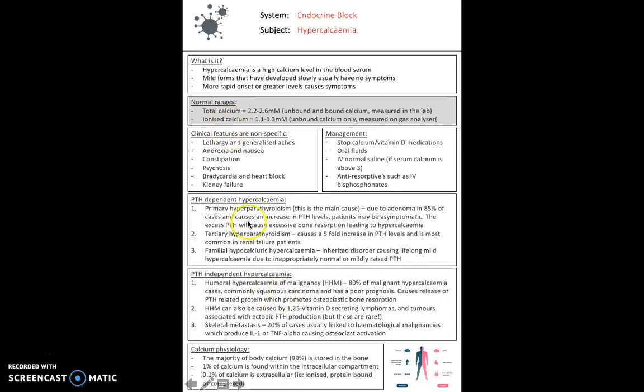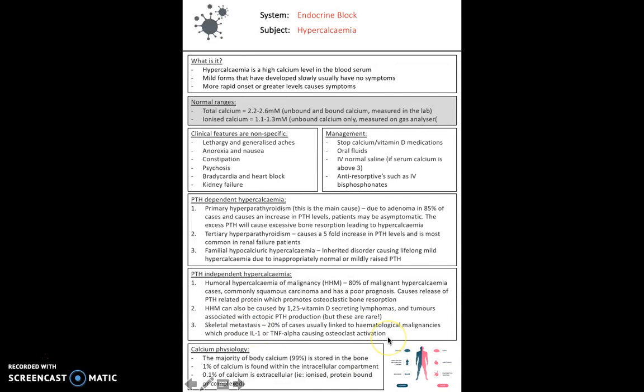So PTH dependent hypercalcemia, the most common causes behind this are primary hyperparathyroidism, tertiary hyperparathyroidism, and familial hypocalciuric hypercalcemia. In terms of PTH independent hypercalcemia, in other words, the calcium is high regardless of what our PTH is doing. This is normally linked to malignancy. And humoral hypercalcemia of malignancy makes up 80% of cases, and it's commonly a squamous carcinoma and has a poor prognosis. This can also occur as a result of skeletal metastases.